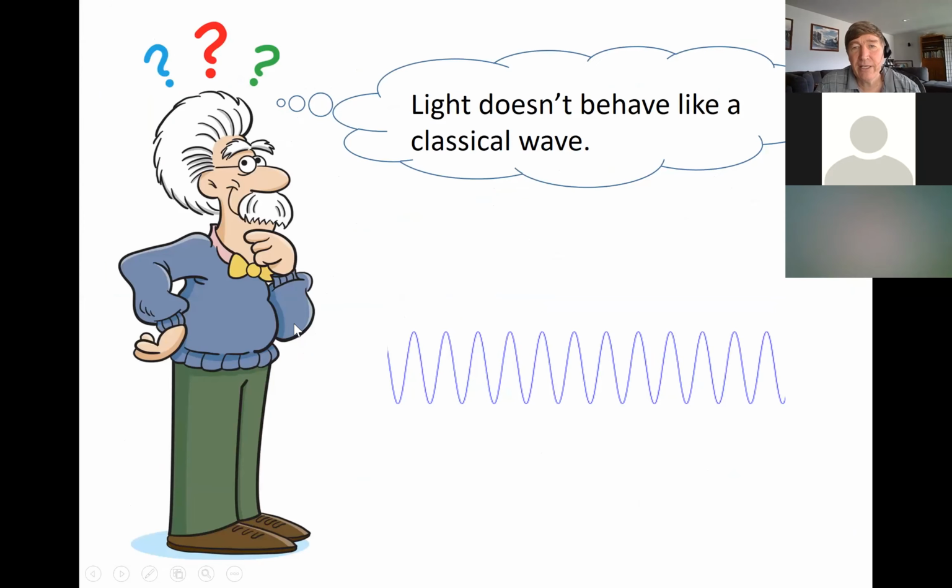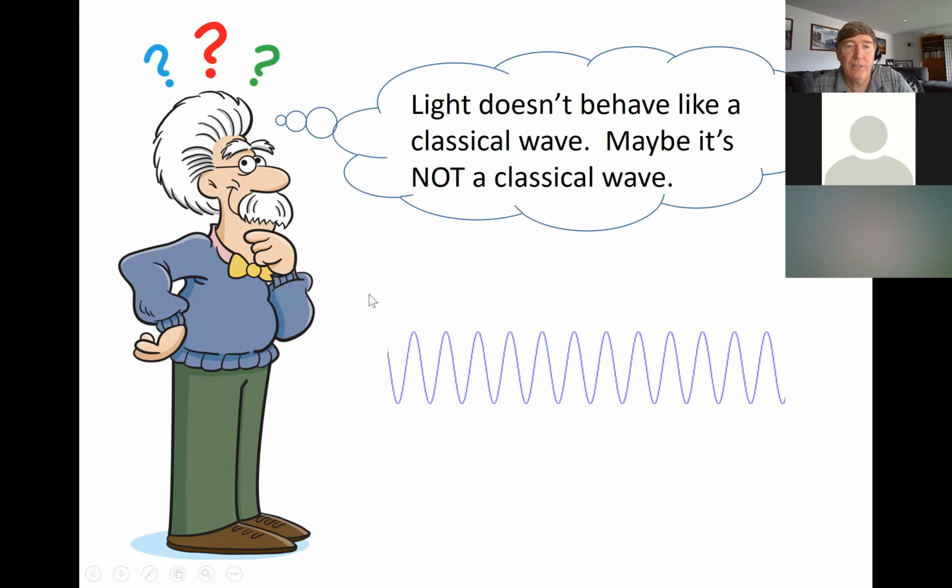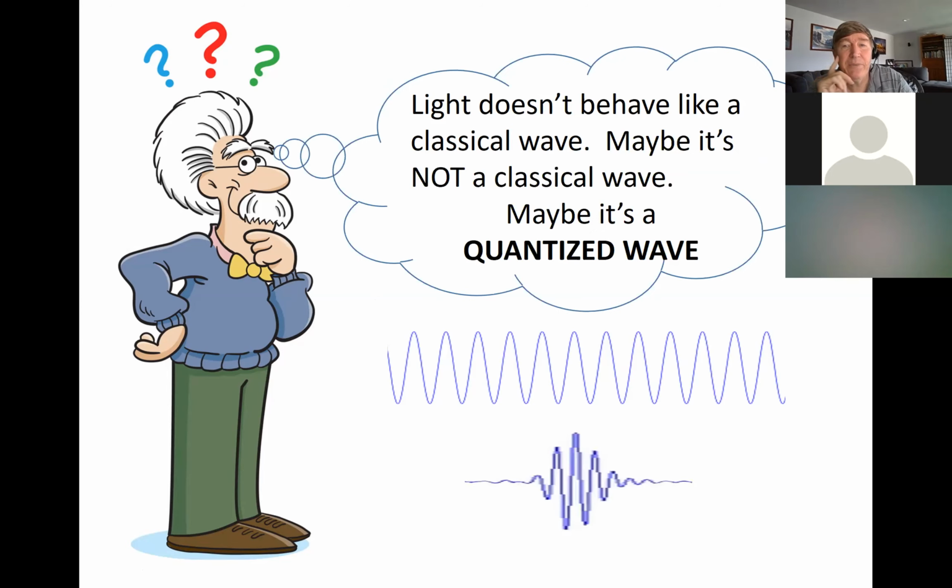So in his spare time in the evening, he says to himself, okay, so light clearly is not behaving the way that waves should behave. So it's not behaving like a classical wave. So maybe it's not a classical wave. Well, what does that mean? Maybe it's a quantized wave.